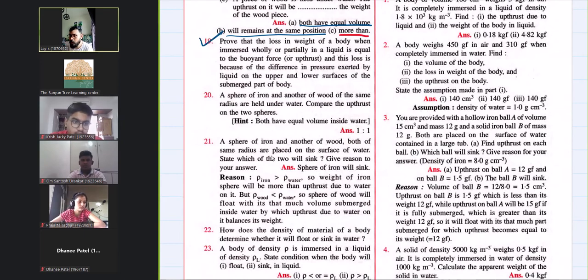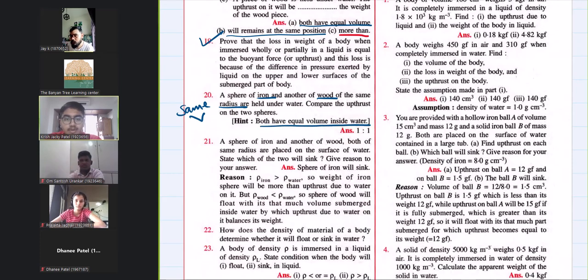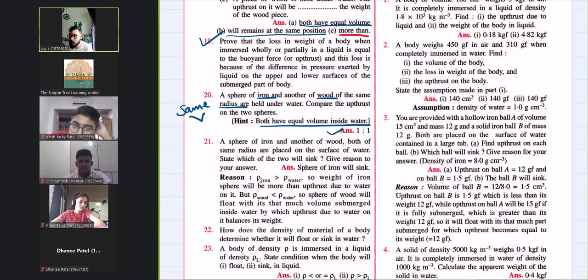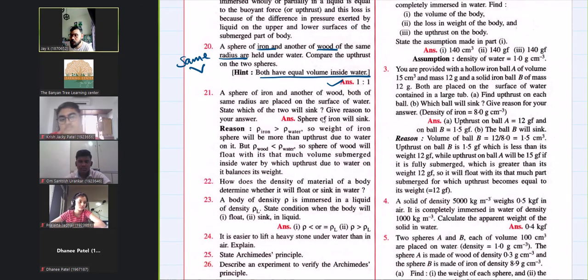A sphere of iron and another of wood of the same radius are held under water, compare the upthrust. We have already done this. One sphere is of iron and one of wood. They have the same radius. Same radius means same volume. If they have the same volume, then what does the upthrust depend on? Only volume, the liquid density and the acceleration due to gravity. So they both will experience the same upthrust. So the ratio is 1:1. That means the upthrust is the same.